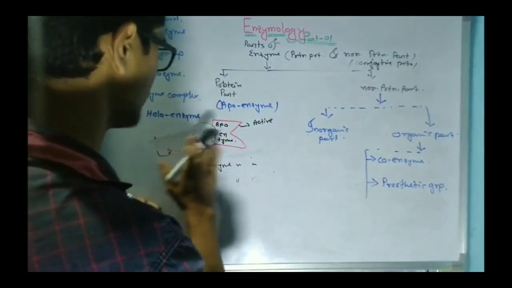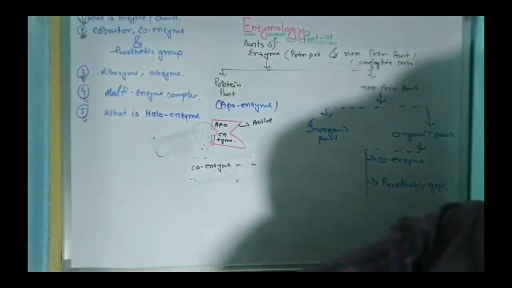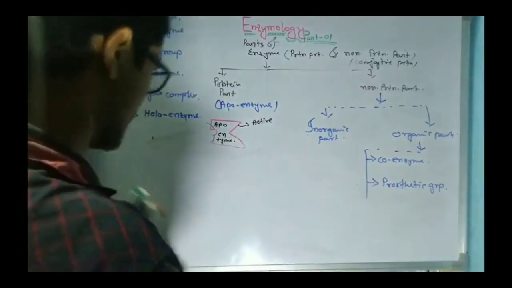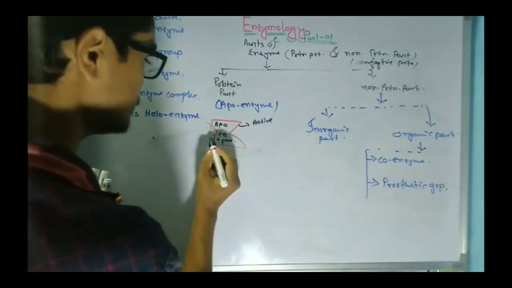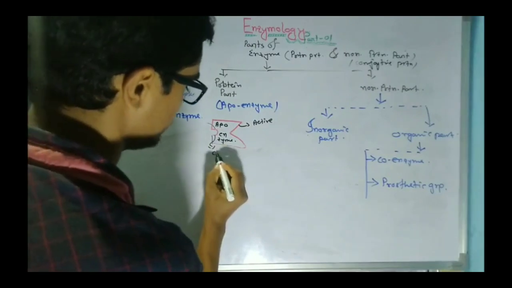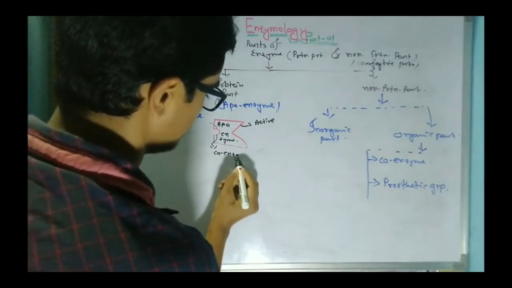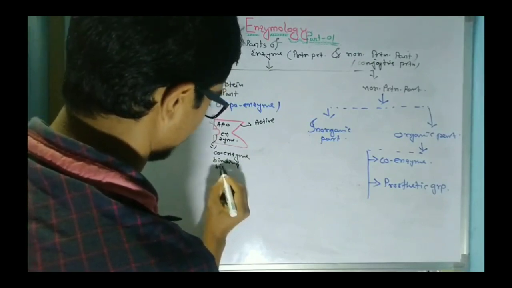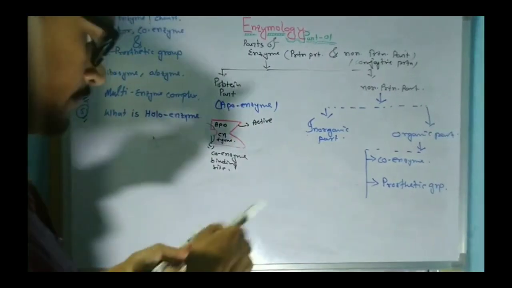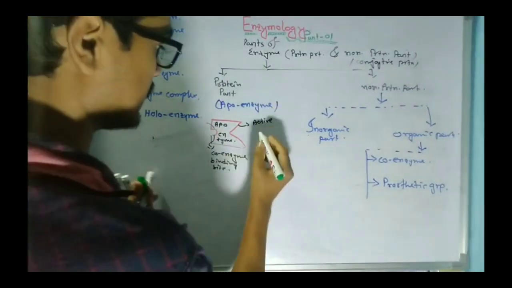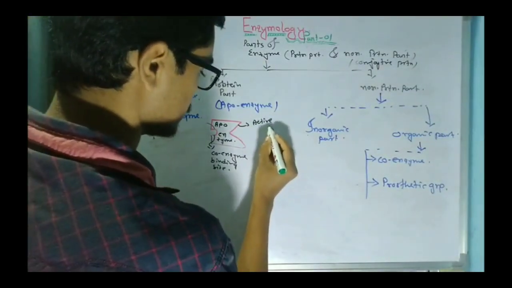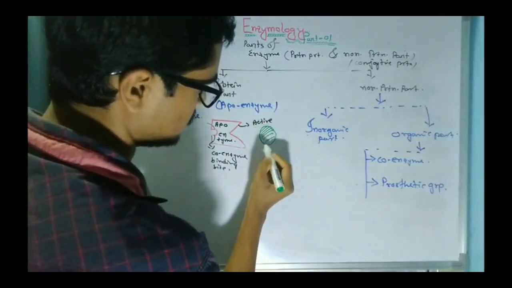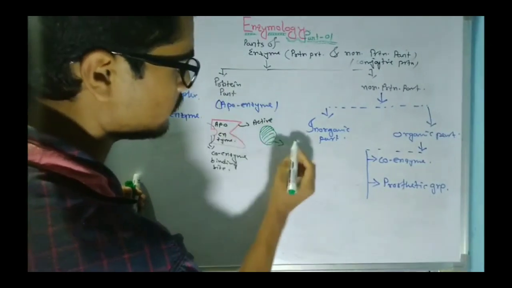This is the coenzyme binding site. And suppose this is our product. Sorry, this is not our product, this is our substrate to which the enzyme will come and bind.